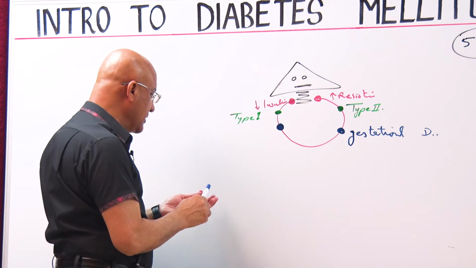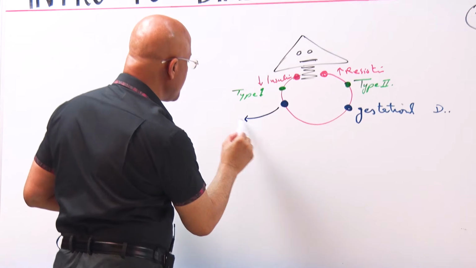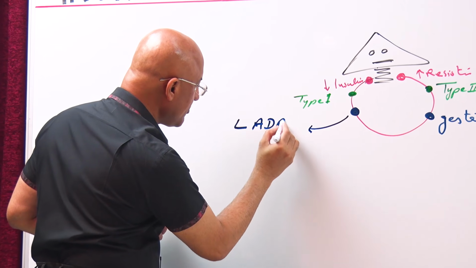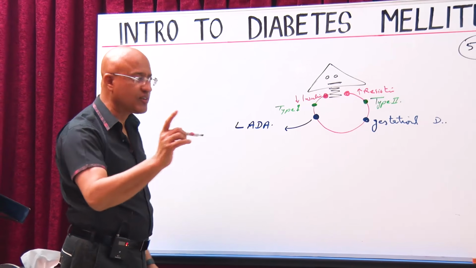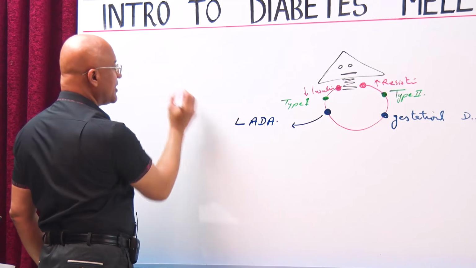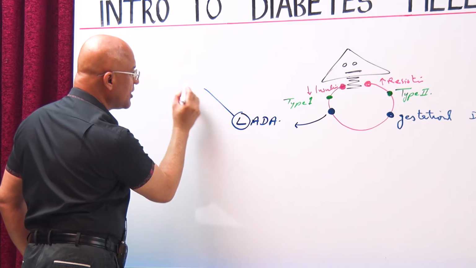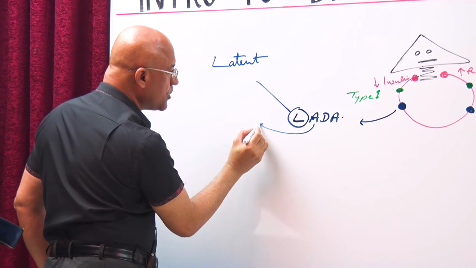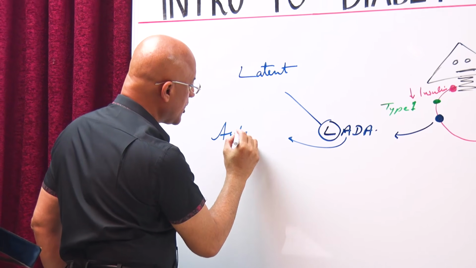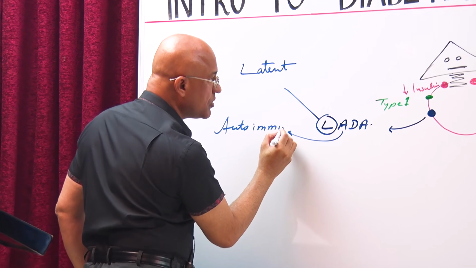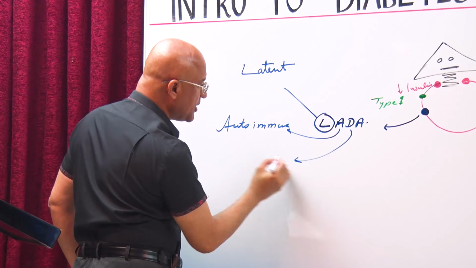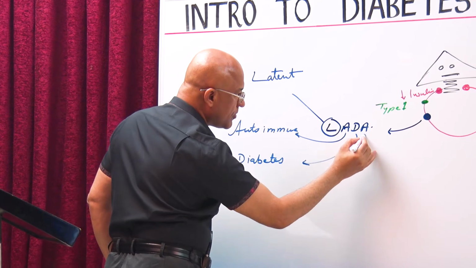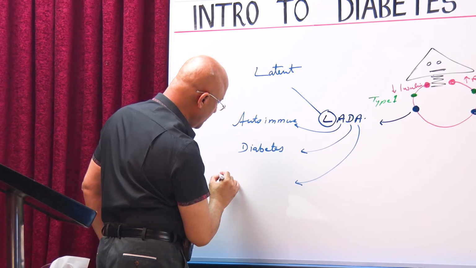Then there is another condition with a very interesting name. We call it LADA. Okay, who will tell me? LADA stands for what? Latent. Yes, L stands for latent autoimmune diabetes of adults.